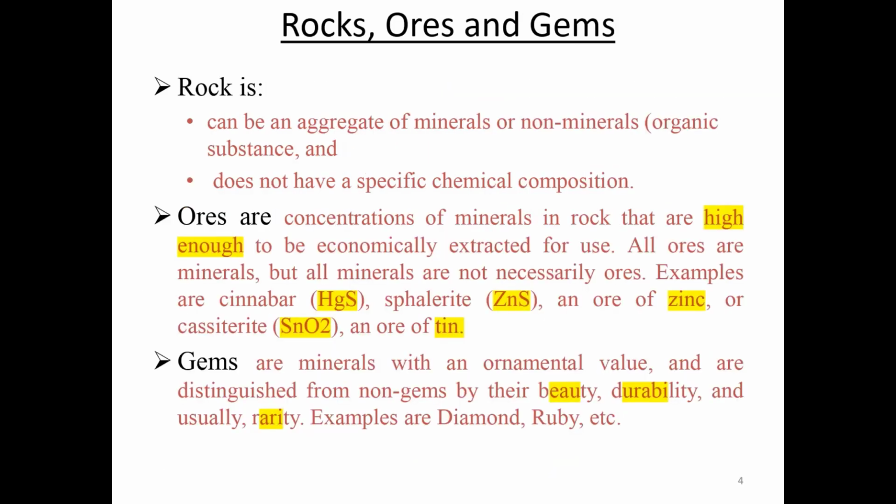Rocks, ores, and gems. Rock can be an aggregate of minerals or non-minerals, organic substances. It does not have a specific chemical composition. Ores are concentrations of minerals in rock that are high enough to be economically extracted for use. All ores are minerals, but all minerals are not necessarily ores. For example, cinnabar, HgS, is an ore of mercury, sphalerite, ZnS, is an ore of zinc, and cassiterite, SnO2, is an ore of tin. Gems are minerals with an ornamental value, distinguished by their beauty, durability, and rarity. For example, diamond and ruby.